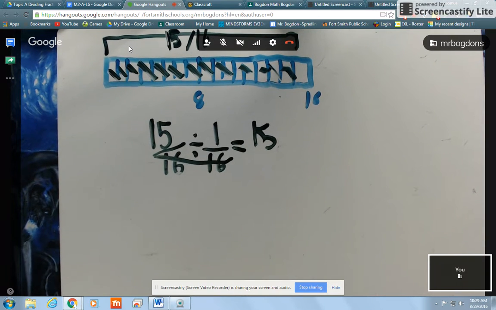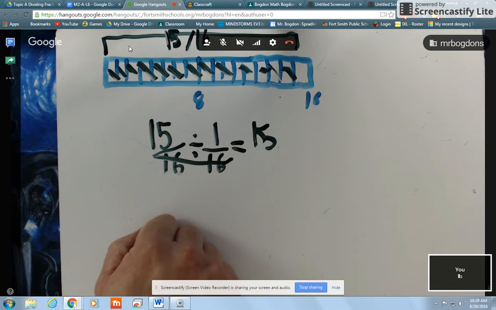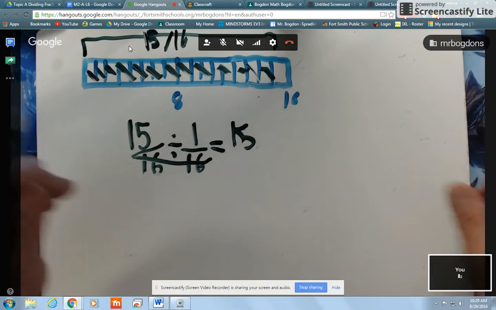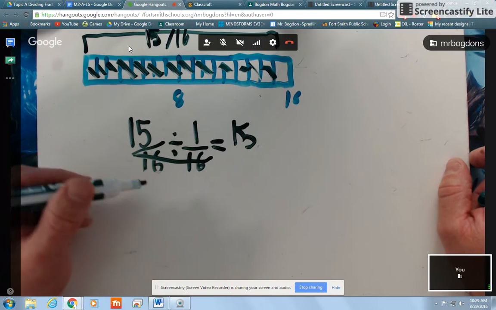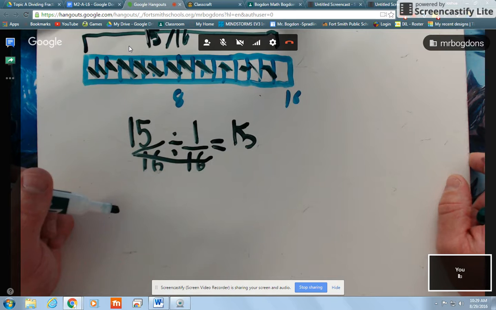What would I do using math? How can I rewrite this as a multiplication expression? Someone from table 1, how can I rewrite this as a multiplication expression? Talk me through the keep, change, flip. If I have 15 sixteenths divided by 1/16, every single person should be able to explain this right now. Caden.